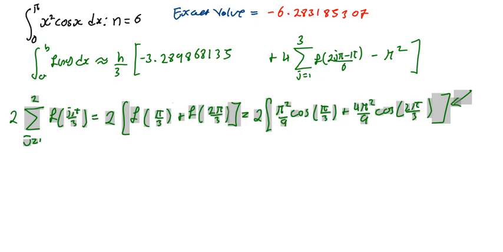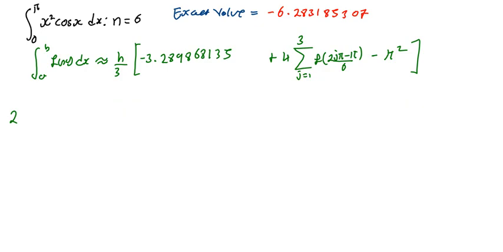Let's go ahead and work out the other one. Okay, so let's go ahead and work out this one in a similar manner. We're going to say it's 4 multiplied by this summation here from j is equals to 1 to 3. So we have f of 2j pi minus pi divided by 6. This will be equals to, I'm going to have a 4 outside here.